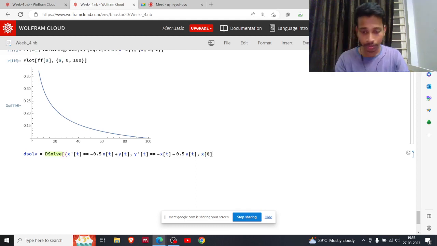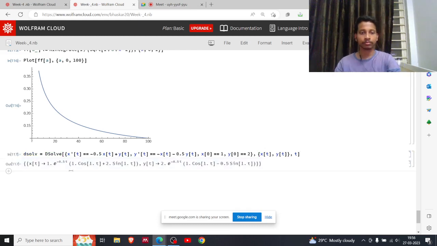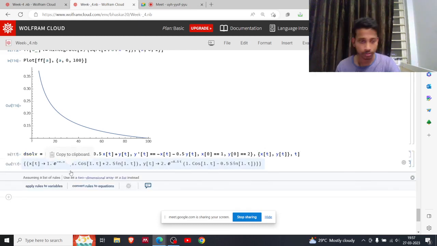With initial conditions x(0) equal to 1, y(0) equal to 2, we'll solve it for x(t), y(t), comma, t. So this is the solution for x(t) and y(t).